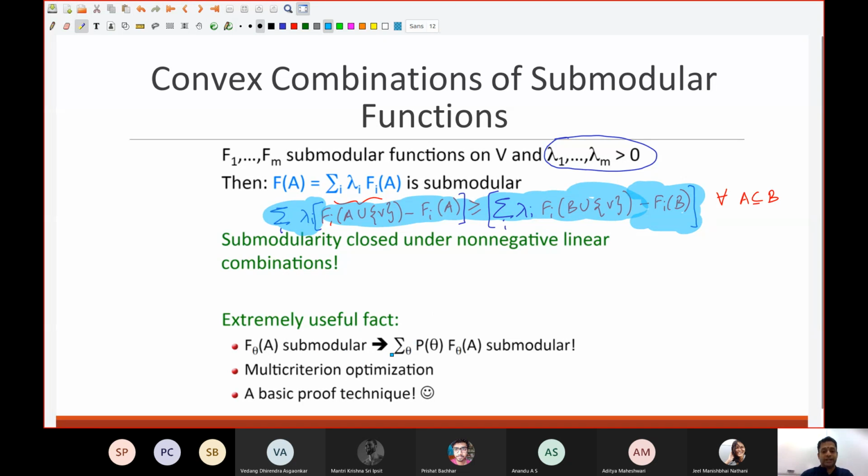It's very helpful. For example, you could now have these lambda i's also replaced by probabilities, p theta. Right? So a probabilistic combination of submodular functions is also submodular. Can that help you give rise to distributions? Yes, possibly. You can do multi-criterion optimization. Exactly the proof technique I gave you is exactly what is pointed to above. Is that clear? Any questions?